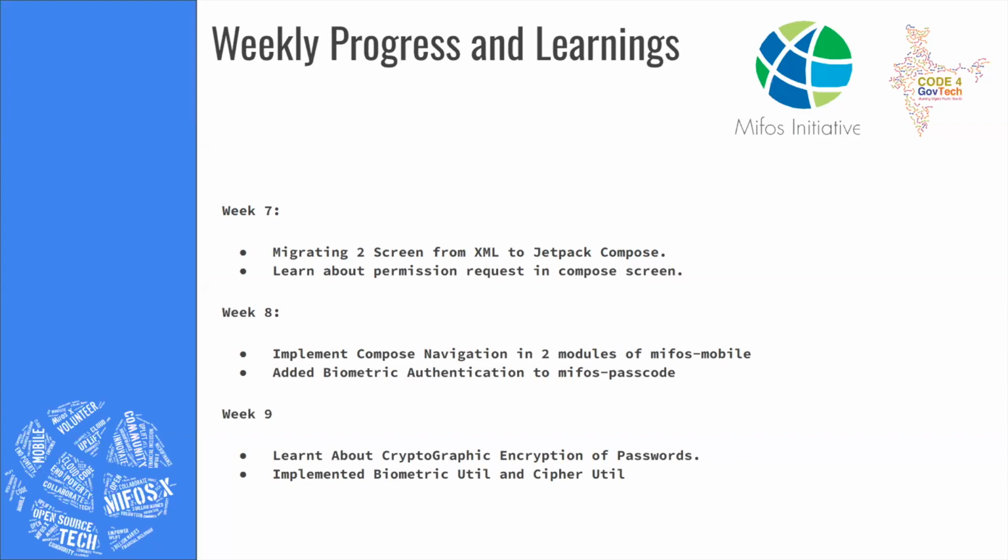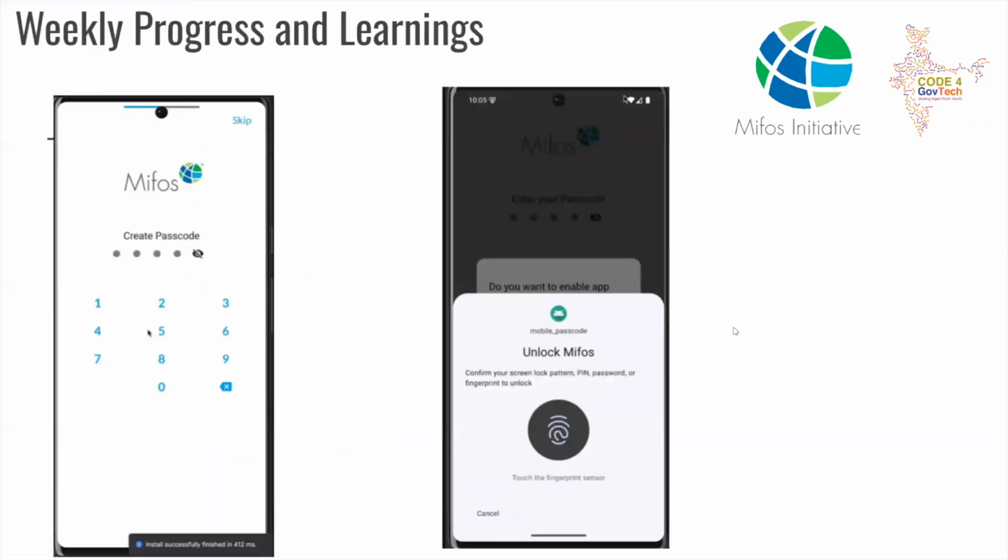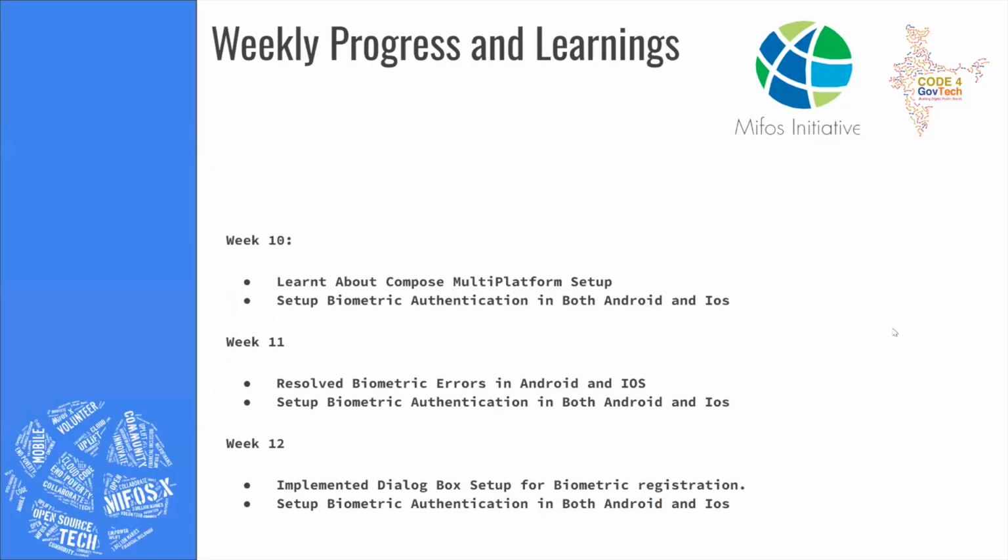There was an existing library built by Pratyush before, the Mifos passcode library. So my task was to convert it into Compose multi-platform. So I had to configure this library for both iOS and Android. I got to learn different cryptographic encryptions of passwords and implementations of these things in iOS and Android. So this is a bare picture of how it looks in Android. This is how we create a passcode and enter the passcode, and this is a sample of biometric authentication.